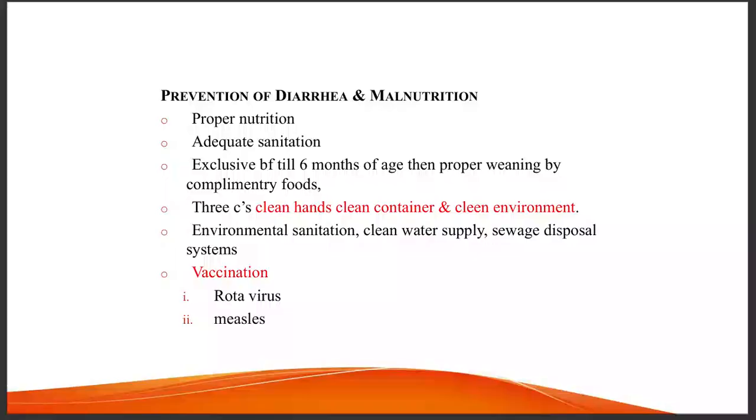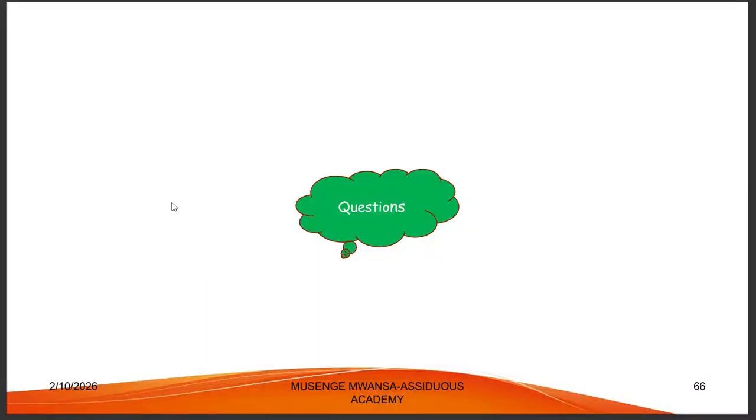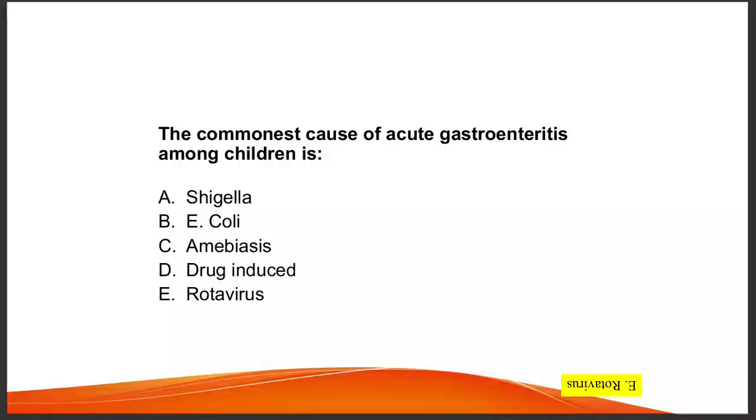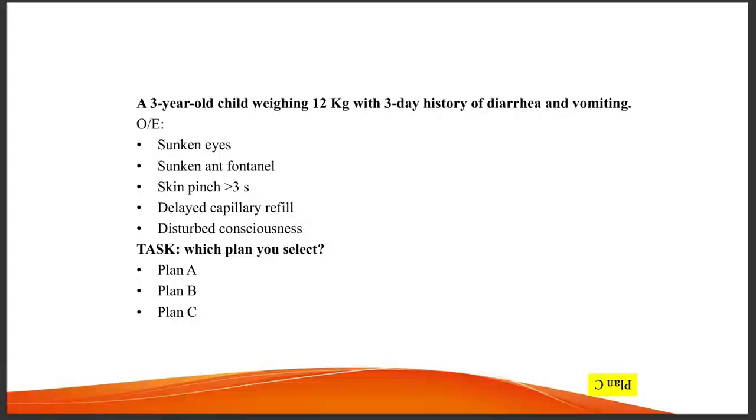Very, very important. How do you prevent diarrhea? Proper nutrition, adequate sanitation, exclusive breastfeeding for the first 6 months, and then wash your hands, wash the containers, clean the environment. Vaccination against rota, very, very important. So that is about AGE. So try out these questions.